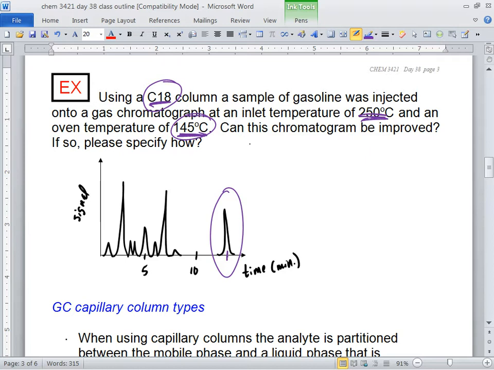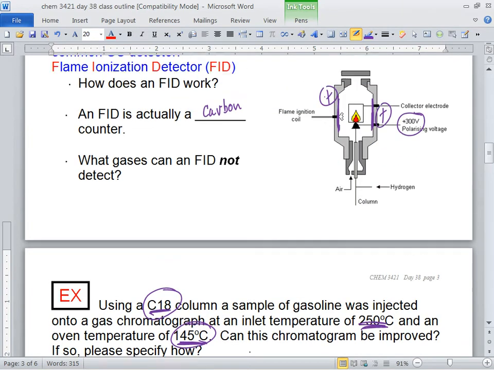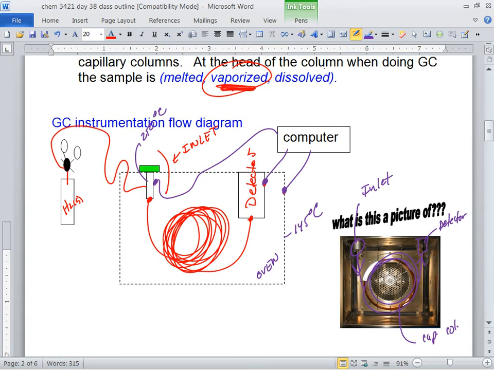Change the temperature. Temperature is the big thing in gas chromatography. That's the only thing you can really change. Because look at all this stuff. I mean, what else could you change? If you want to change the column, you got to tear the whole thing out, put it back in. That's a lot of work.